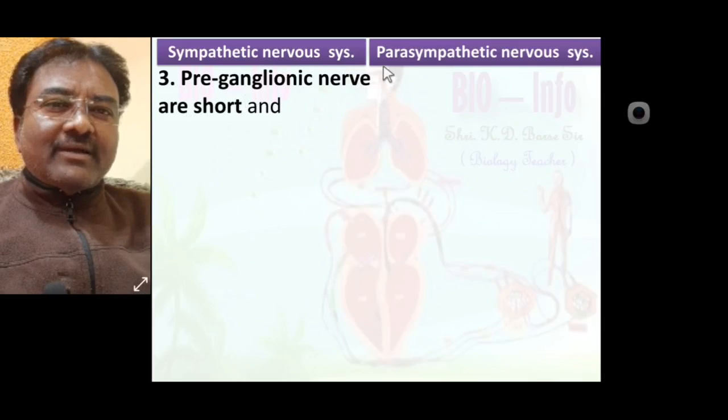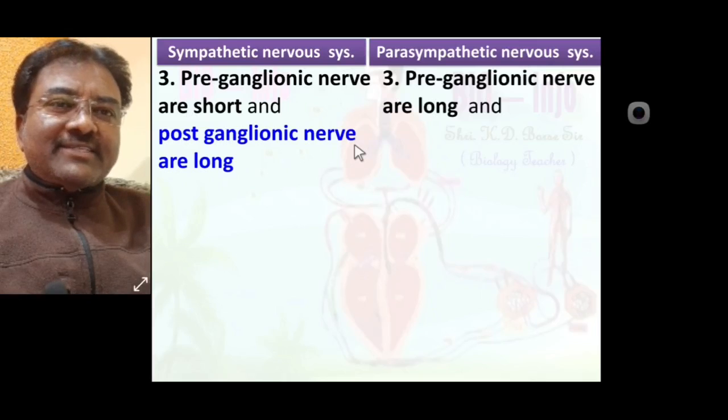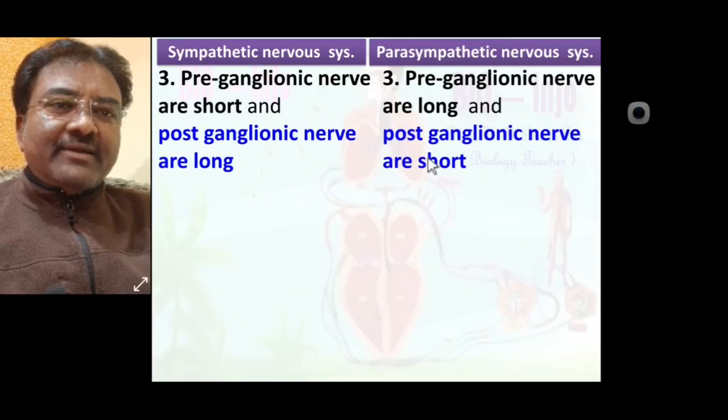Preganglionic nerves are short and postganglionic nerves are long in the sympathetic nervous system. In the parasympathetic nervous system, preganglionic nerves are long and postganglionic nerves are short.